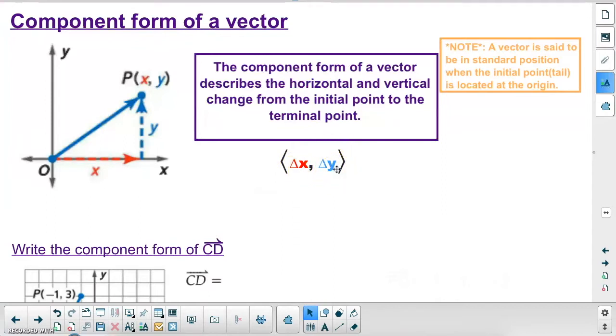It looks very similar to just a point on the coordinate plane. Notice how the brackets are different though. This indicates that our vector is in component form, which tells us our change in x is our x component, how far we moved horizontally, and in what direction, and the y component, which tells us how far we moved vertically and in what direction.